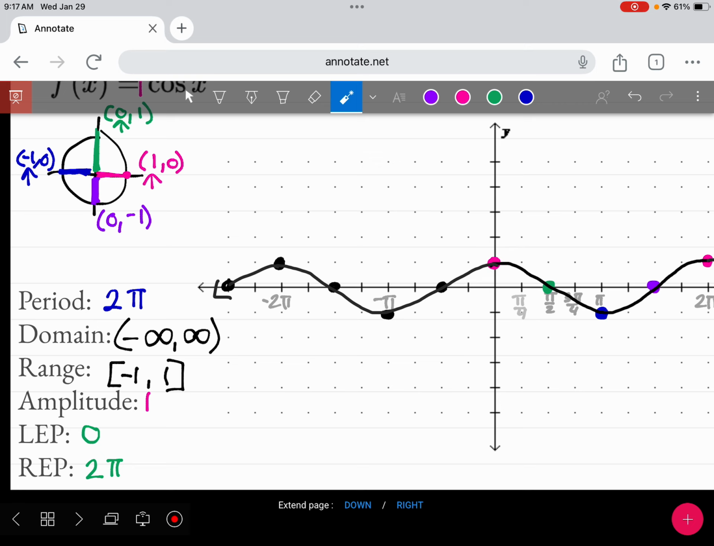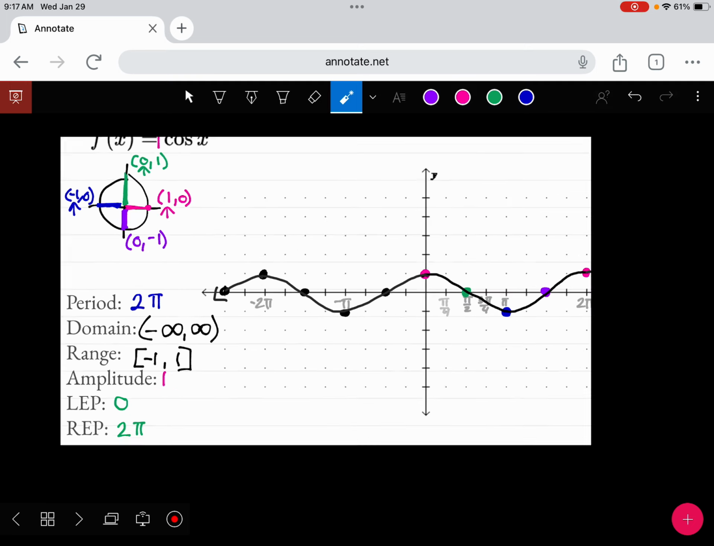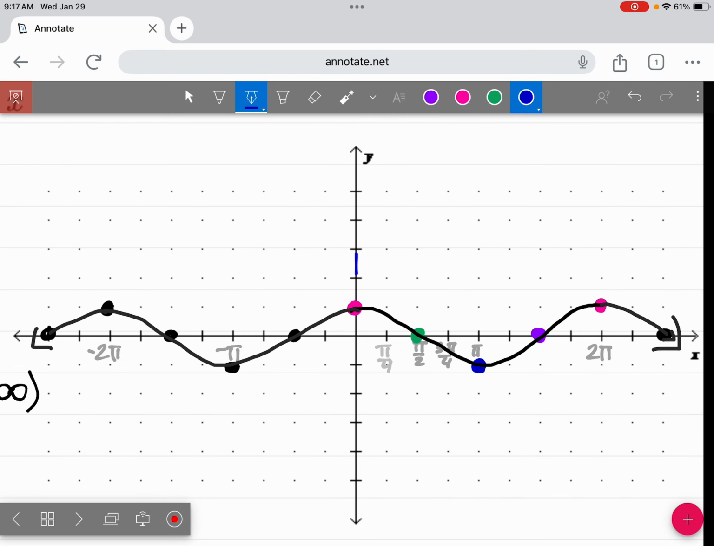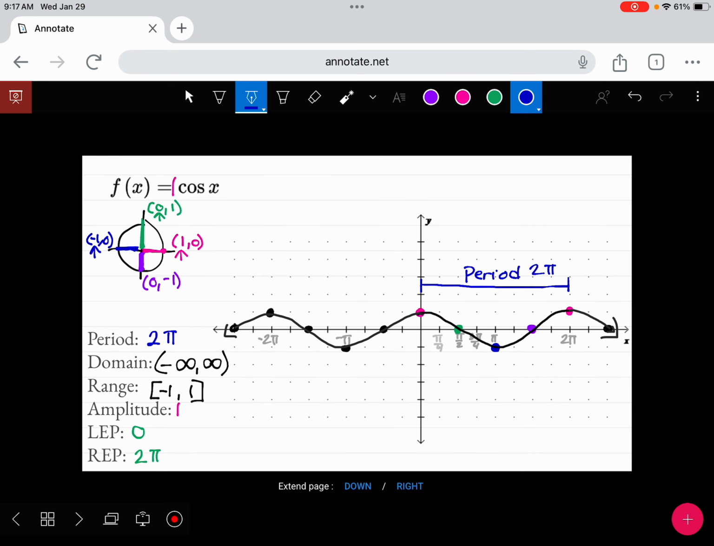Because I have values at 1 and I have values at -1. Okay? So we still have that same initial period that goes for 2 pi. That's our period. And again, you don't have to draw this on here, but I just kind of like to show us what all those things are talking about.